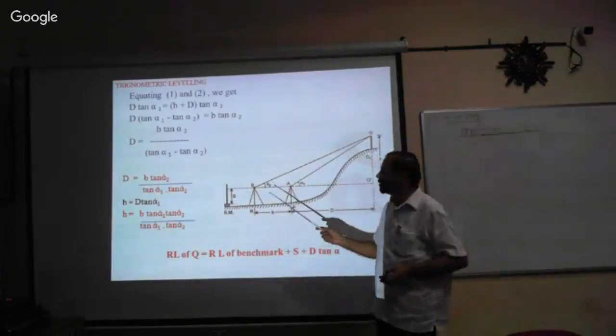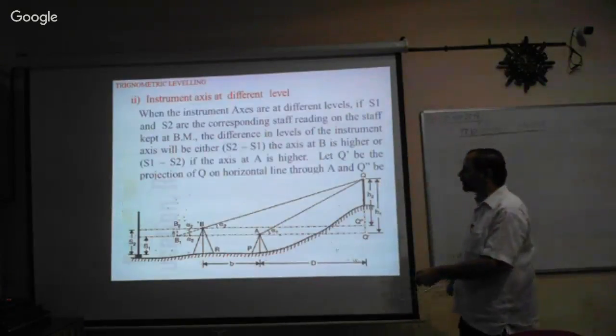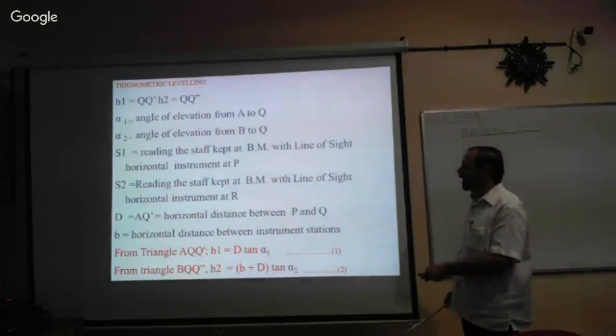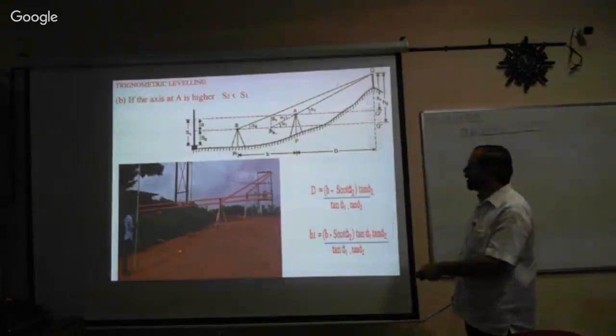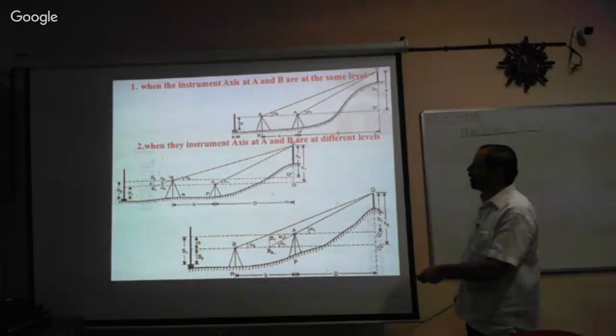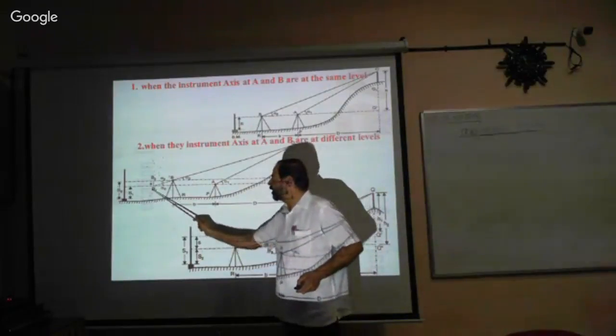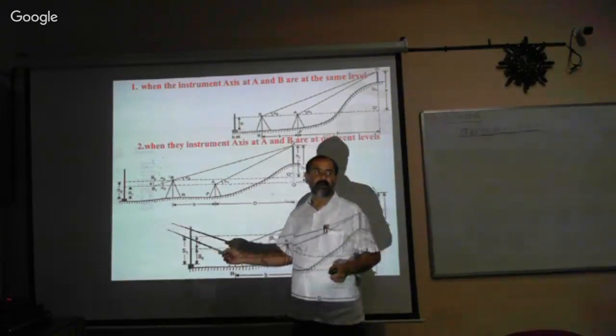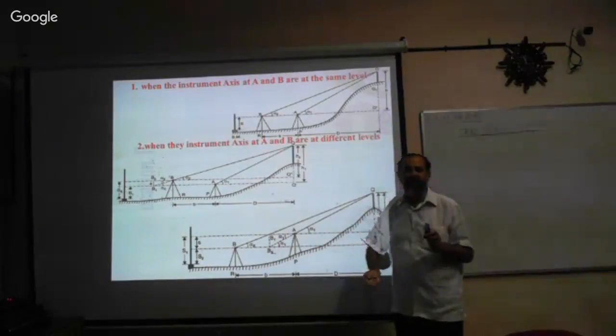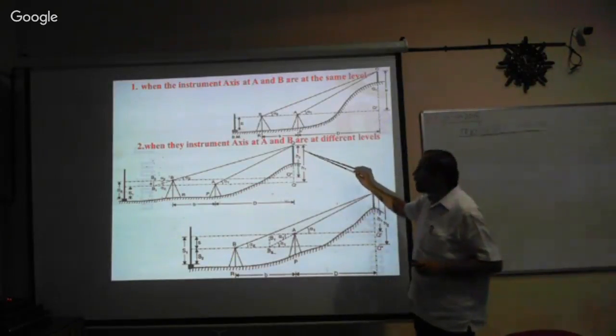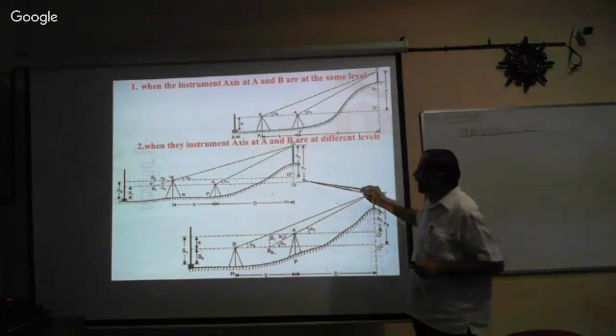Isn't it? This B is extended here. B is extended. Here the B is increased. Why are we doing all this exercise? Because now to equate, so H1.